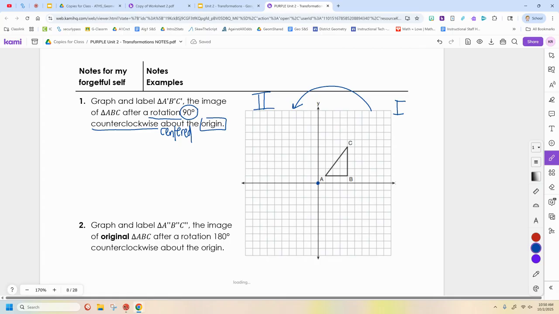Next thing to notice, all the points in quadrant 1 are positive X and positive Y. But in quadrant 2, they're negative X, positive Y. So negative X, positive Y.